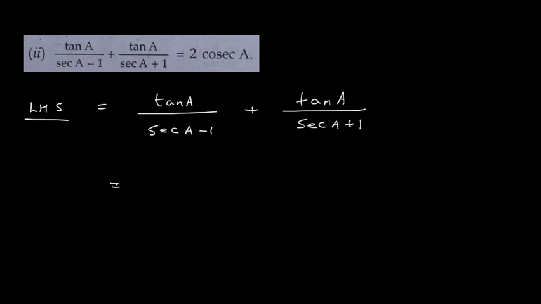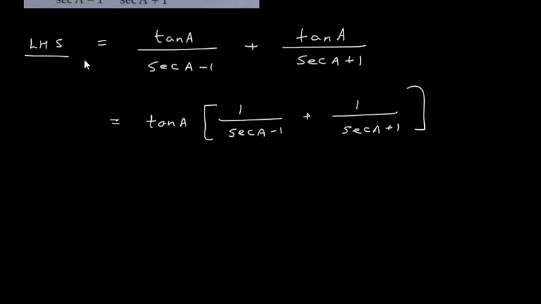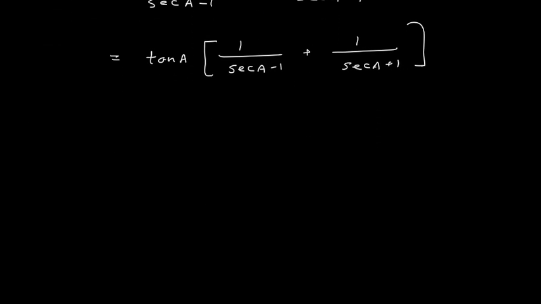So now see this tan A, better to take this common. So tan A we will take common. So here now we have 1 upon sec A minus 1 plus here we have 1 upon sec A plus 1. Now if I cross multiply, then denominator will be like sec square A minus 1, which is tan square A. So perfect. So let us cross multiply. So you have tan A.